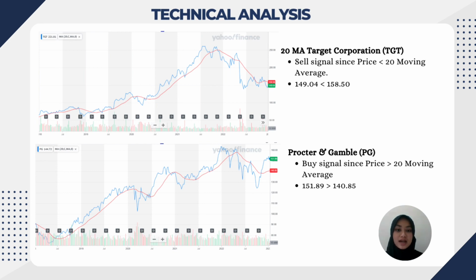As for Procter & Gamble, it shows the buy signal, since the price is higher than the 20 days moving average. The price is 151.89 and the moving average is 140.85.